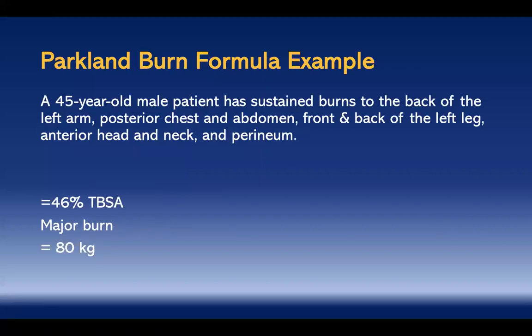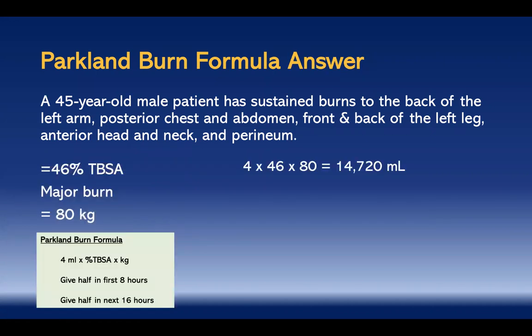So let's see what this looks like. This is our patient from earlier with the 46% total body surface area, the major burn. This patient weighs 80 kilos. And so the Parkland burn formula says 4 times the percent of body surface area times the patient's weight in kilos. So 4 times 46 times 80 kilos equals 14,720 mLs. Think about that. That's almost 15 liters of IV fluids, 15 bags of saline in the first 24 hours alone.